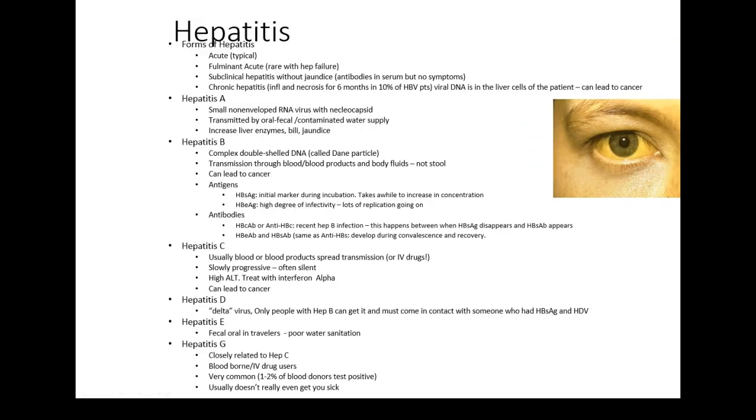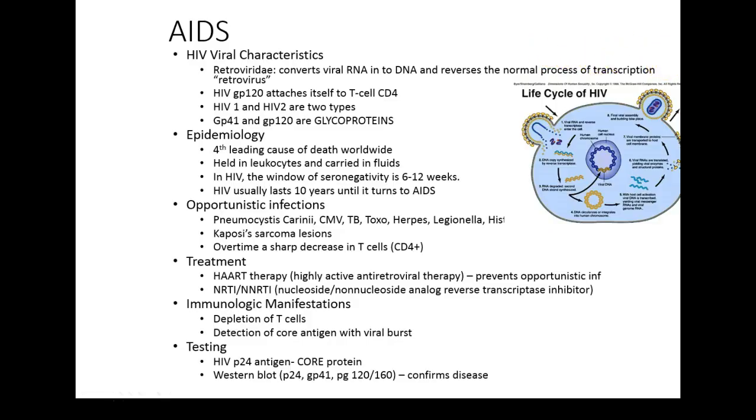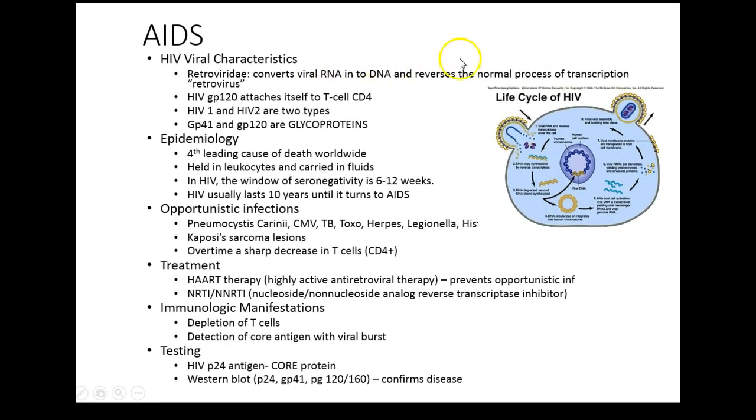Oh, here's a slide that fits. Oh, sorry. All right, next is AIDS, acquired immunodeficiency syndrome. Some of the characteristics that we see, and you have to know these. The HIV glycoprotein 120, know that GP stands for glycoprotein, GP 120, GP 41, those are all glycoproteins. But the HIV glycoprotein 120 attaches itself to the T cell CD4. That's where it attaches. GP 41 and 120 are glycoproteins. 41 is usually what we test for when we do the testing later on.